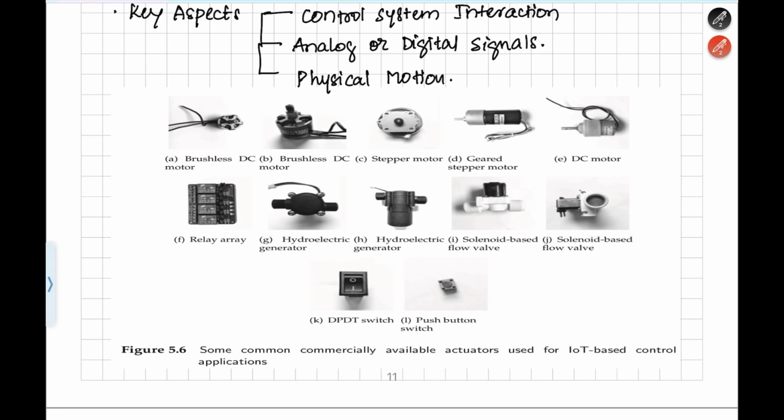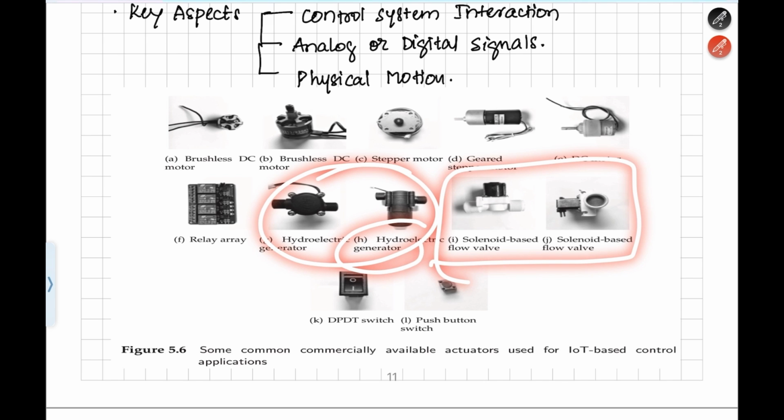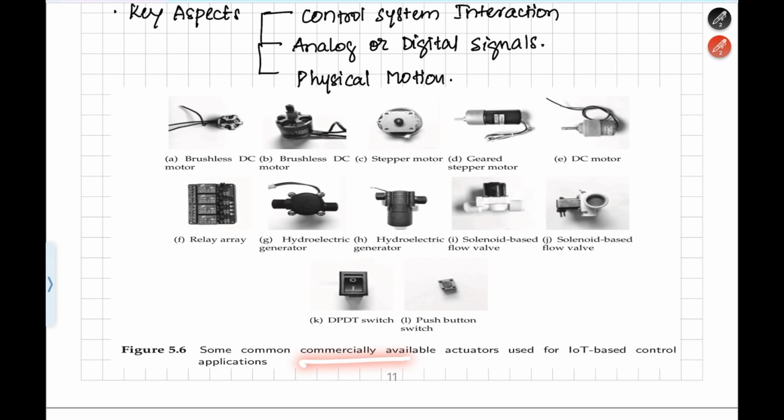We have the relay array. A relay array is an array of relays to control multiple high power circuits. This is used in home automation usually, or industrial control systems and all of that. Then we have the DPDT switch. A DPDT switch is used for controlling two circuits, used for reversing polarity or switching purposes. Then we have the push button. A push button is to make it active or inactive. We use this everywhere in most of the IoT projects. We must have used that. We have the solenoid flow valve. It is used to regulate the flow using electromagnetic control. The hydroelectric generator is again there to generate only. Both the diagrams are the same. Here also it is the same. So these are the commonly available, commercially available actuators.